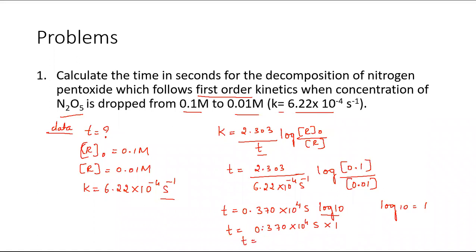Let us shift the decimal until we get a non-zero number. We have a non-zero number, that is 3, so I will shift the decimal here. Therefore our answer is 3.70 into 10 to the power of 4. Since we have shifted by one digit, it becomes minus 1. So the final answer will be 3.70 into 10 to the power of 3 seconds. So this is the answer.